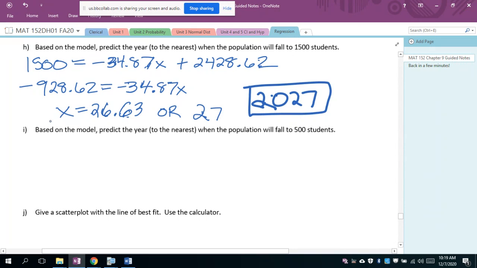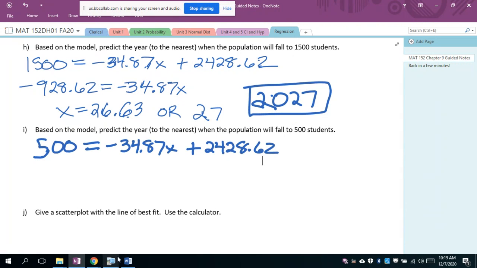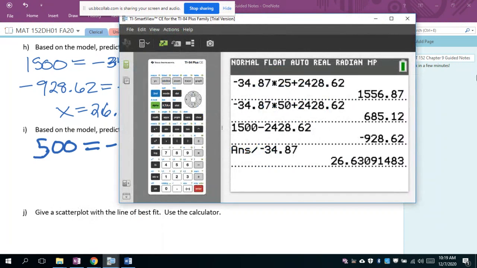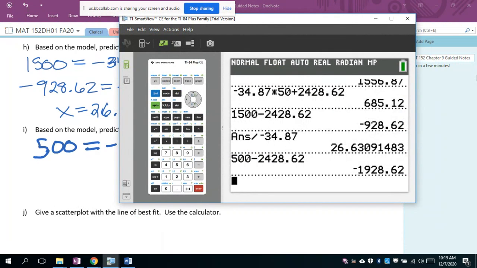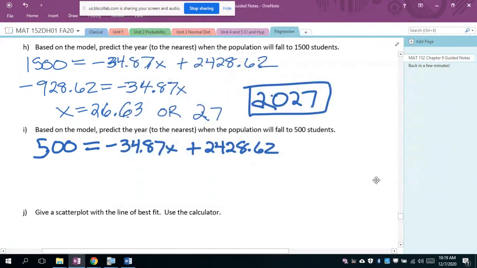And basically 500 students, you now have 500 equal to negative 34.87x plus 2428.62. So we'd have to do 500 minus 2428.62, and then we divide by negative 34.87, and we get 55.3.